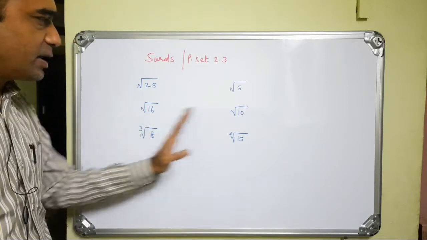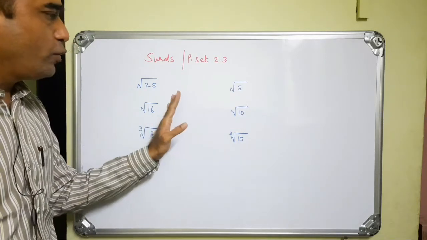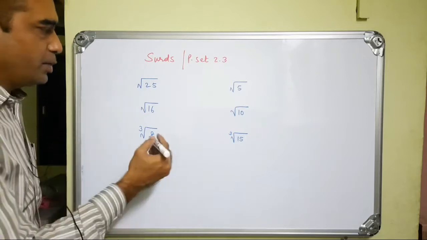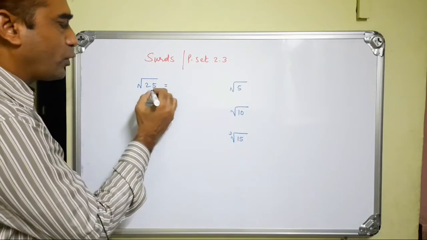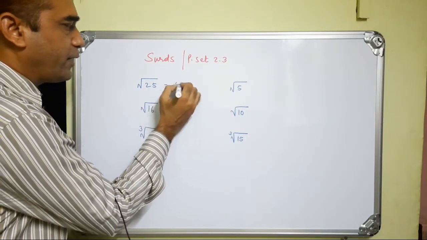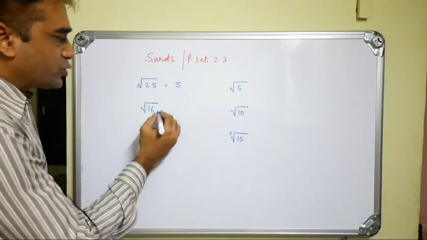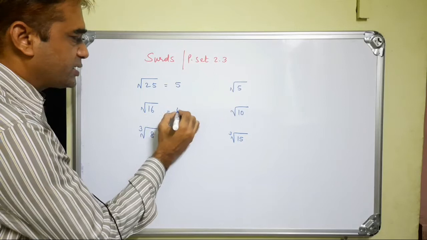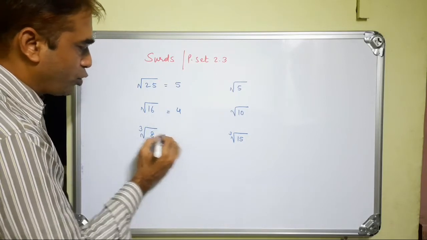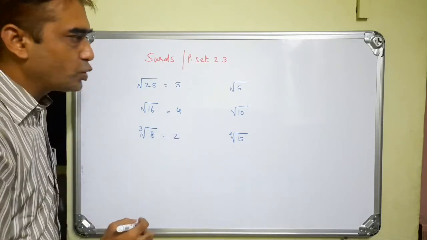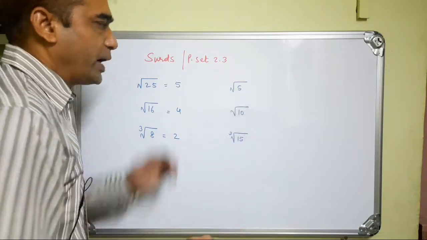Now look at these examples. You know the values of these numbers. Square root of 25, what is the square root of 25? It is 5. What is the square root of 16? It is 4. Cube root of 8, it is 2.